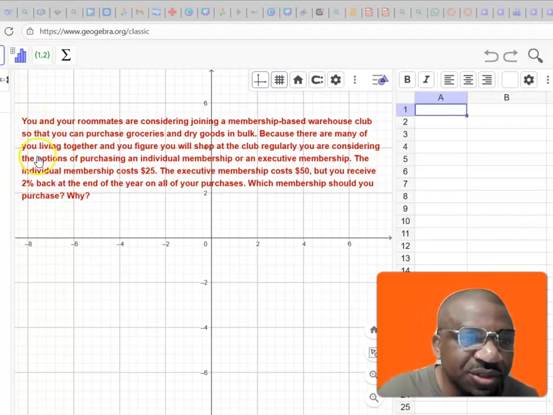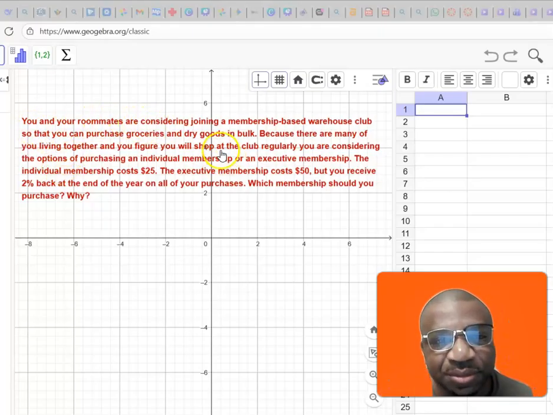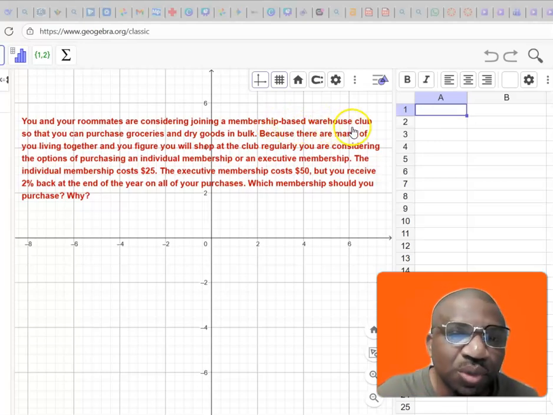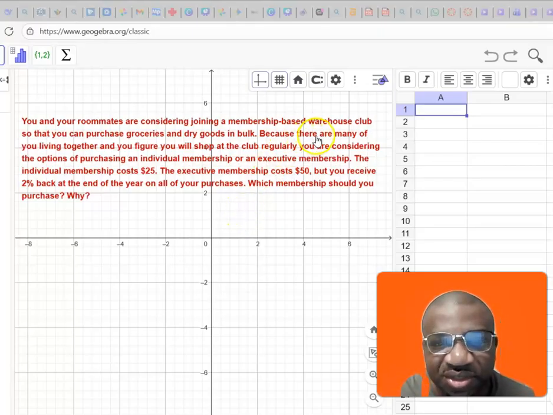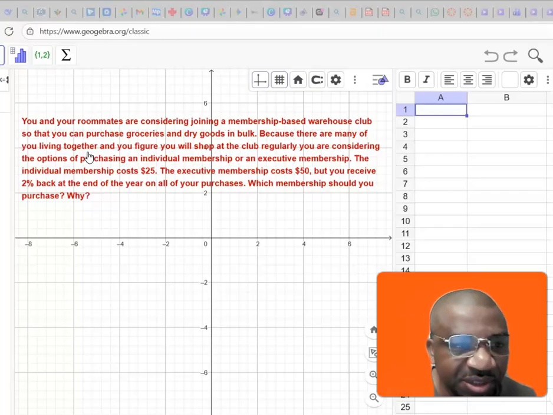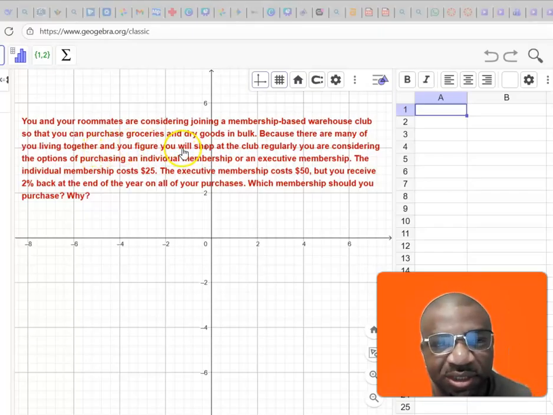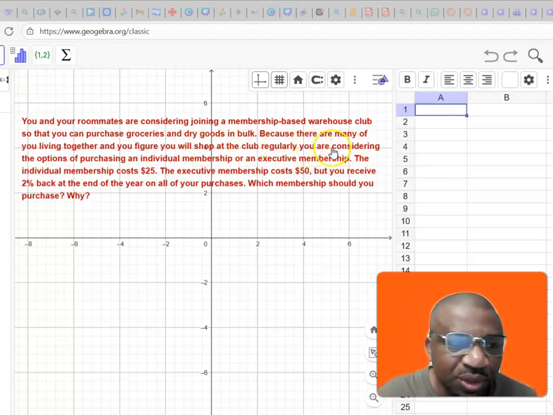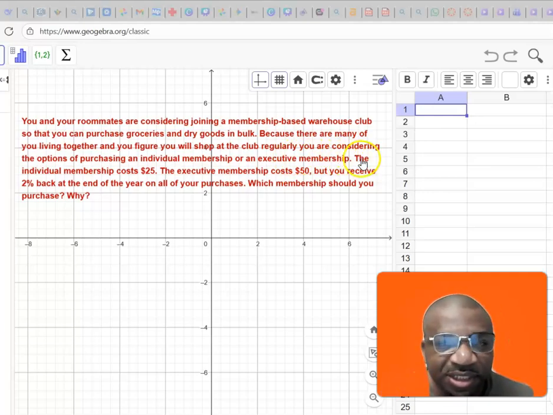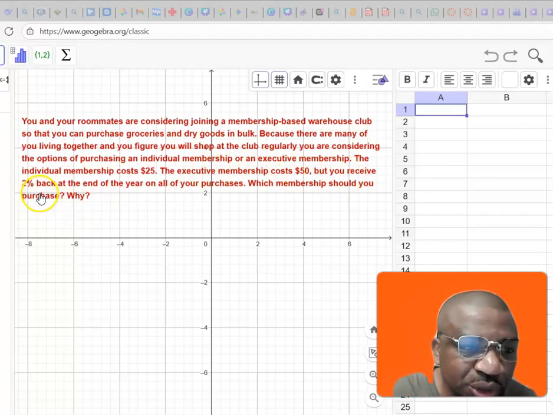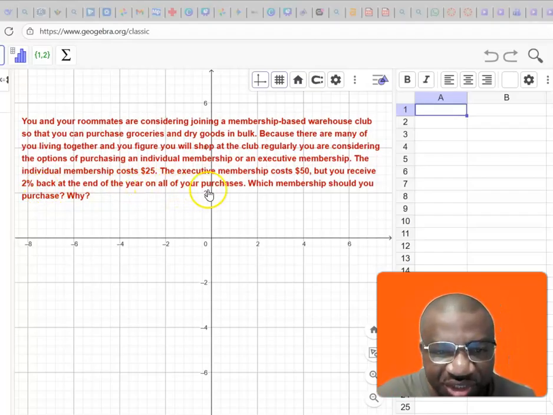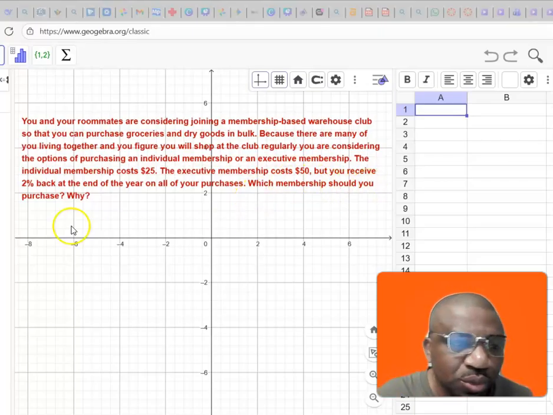And the question says, you and your roommate are considering joining a membership based wholesale club so that you can purchase groceries and dry goods in bulk. Because there are many of you living together. Maybe a family is a big family, and you figure you will shop at the club regularly. You are considering the option of purchasing an individual membership or an executive membership. The individual membership costs $25. The executive membership costs $50, but you will receive 2% back at the end of the year on all your purchases. So, which membership should you purchase and why?